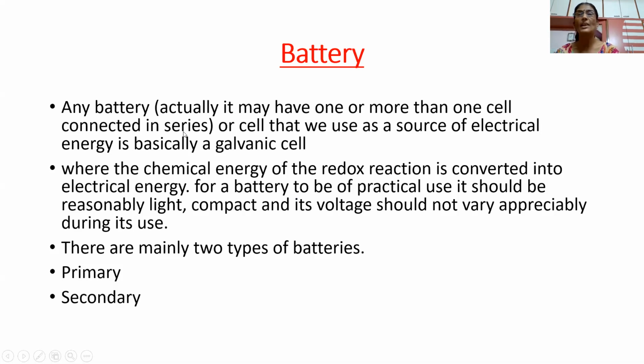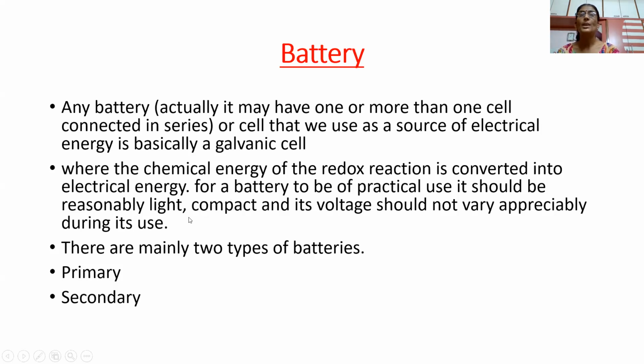It is known as a battery, and a battery is used for getting electrical energy by the use of chemical energy. Now, in a battery, there is a redox reaction taking place. That redox reaction is converted into electrical energy.